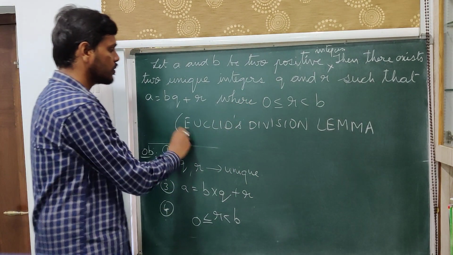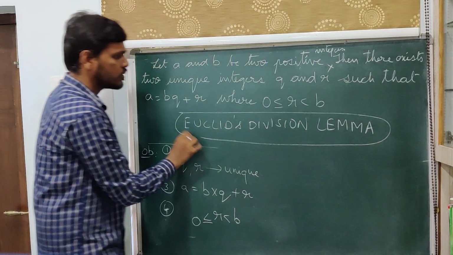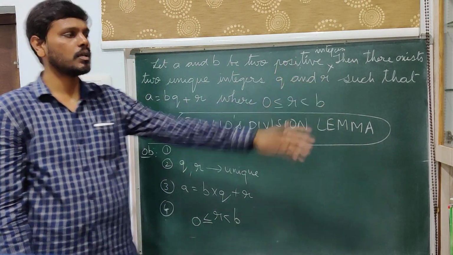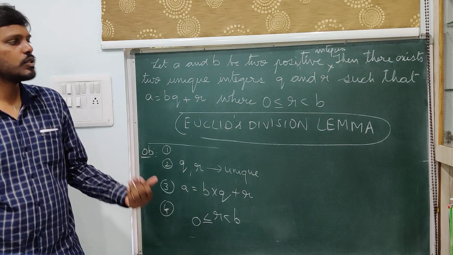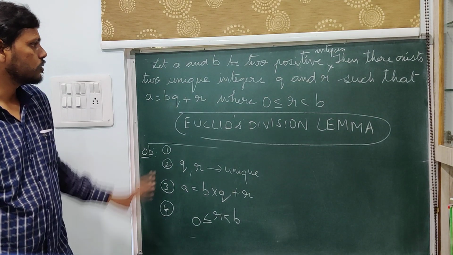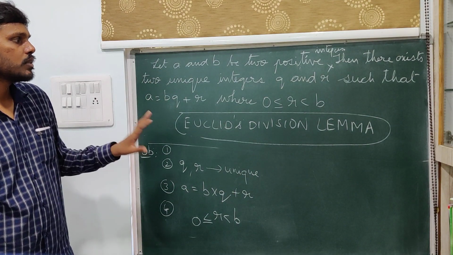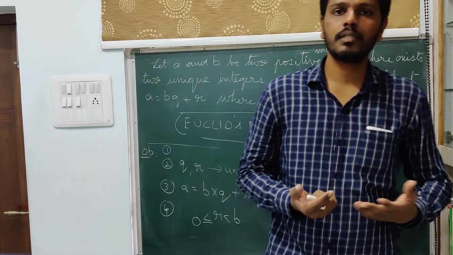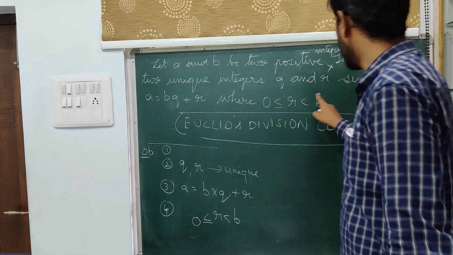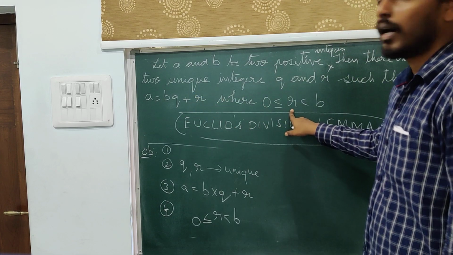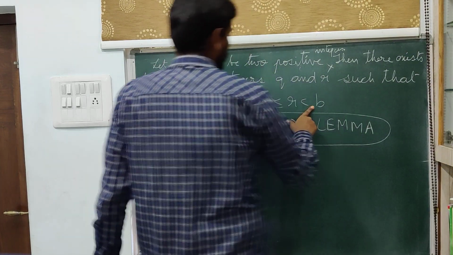Now this is what we call Euclid's division lemma. A lemma is a proven statement which we use in proving other statements. So this is all about Euclid's division lemma. Whenever you are given two positive integers, there exist two integers q and r in such a way that a is equal to bq plus r, where 0 is less than or equal to r less than b.